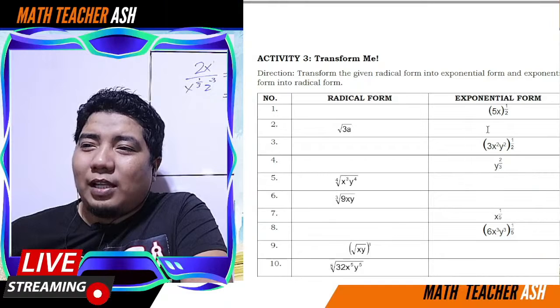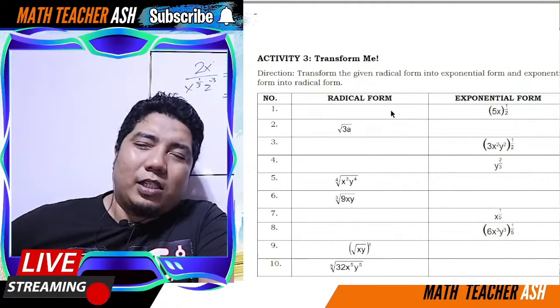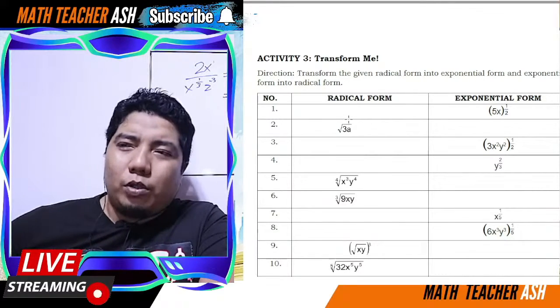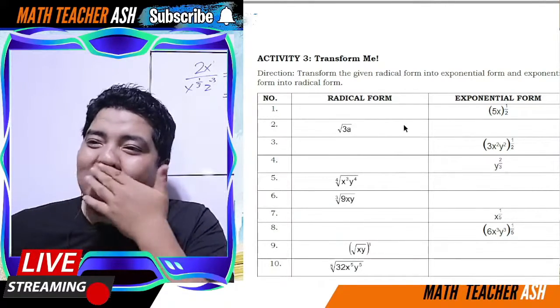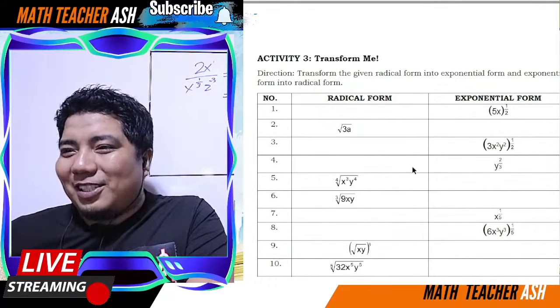So, because they are both whole, of course, and 2 is our denominator, then our index is 2, so that will give us square root of 5x. That's it. Okay, very easy. You answer number 2. Here, I will do number 3.